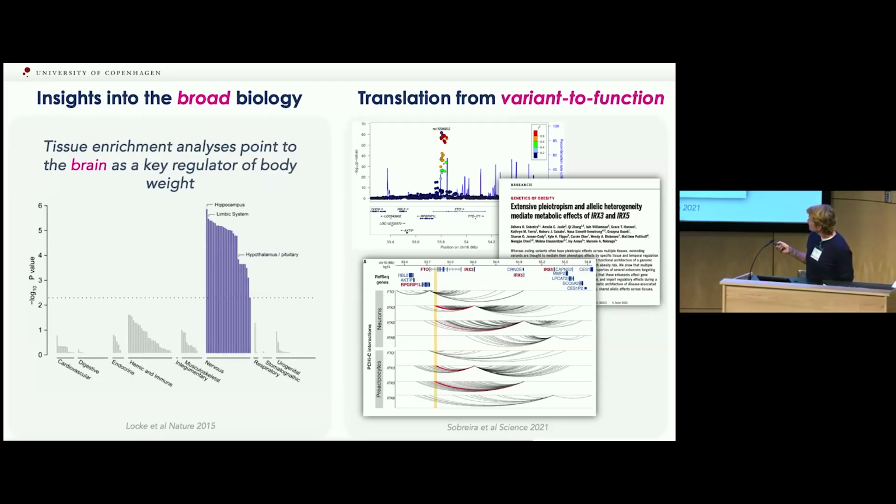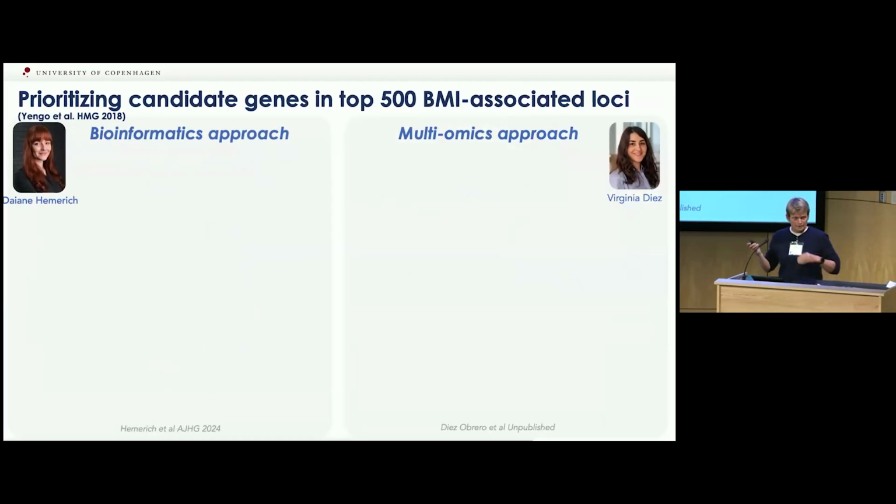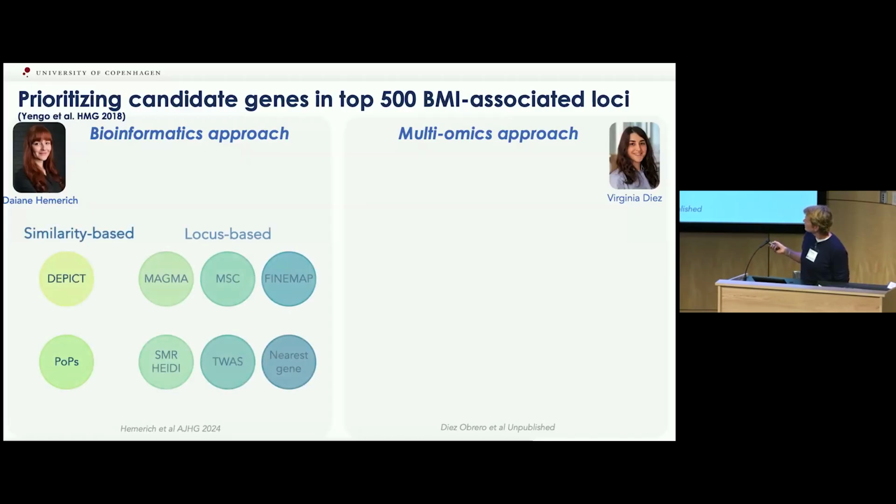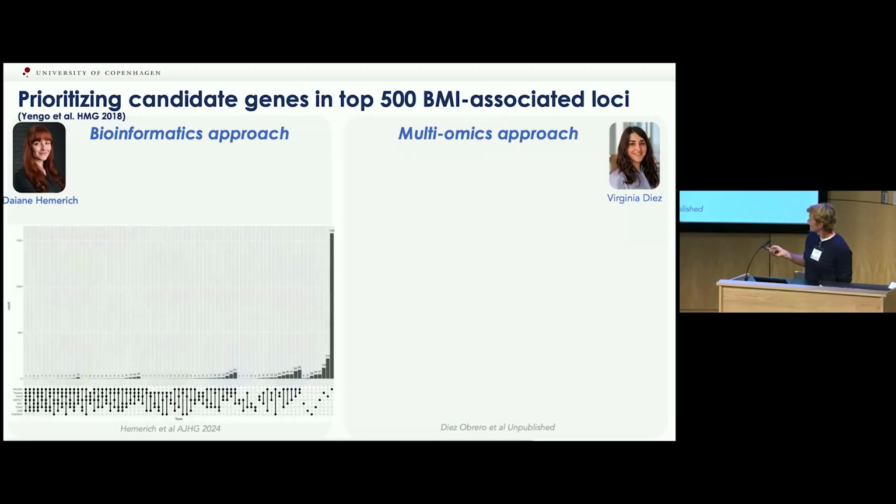Within my team, we've tried to approach the variant to function in a more bioinformatic, statistical way, because I don't actually do lab work. So Diane used, I think, about 8 approaches that were available at the time she was doing these analyses to do the gene prioritization. And then she counted how much the same gene was prioritized by the different approaches.